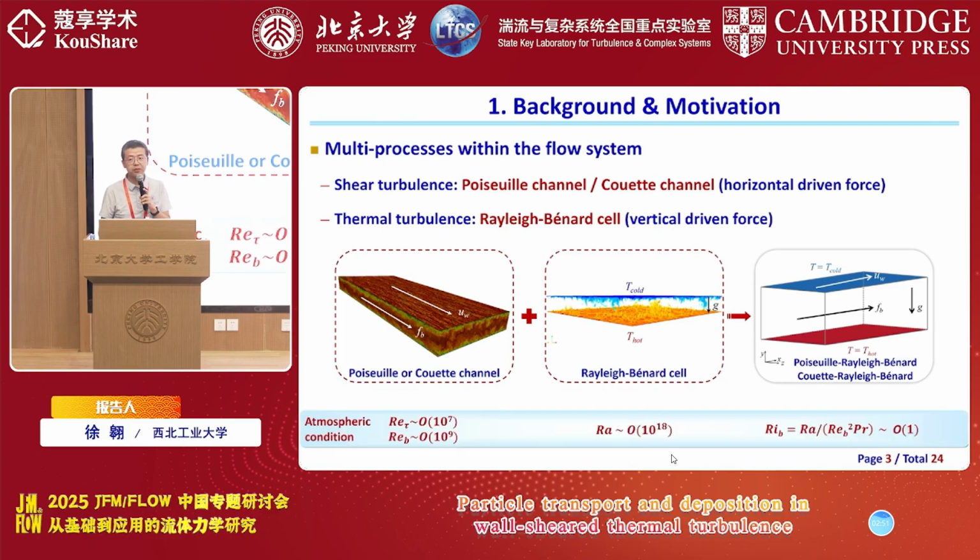And normally in the atmosphere, the friction Reynolds number that describes the shear strength can reach as high as 10 to the power 7, and the bulk Reynolds number can be as high as 10 to the power 9. And the Rayleigh number that describes the buoyancy strength can reach as high as 10 to the power 18. However, the relative strength of buoyancy over shear strength, described by the Richardson number, is on the order of 1. That means in the atmosphere, usually the shear and the vertical buoyancy are comparable.